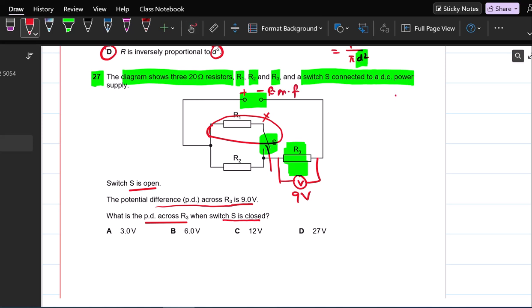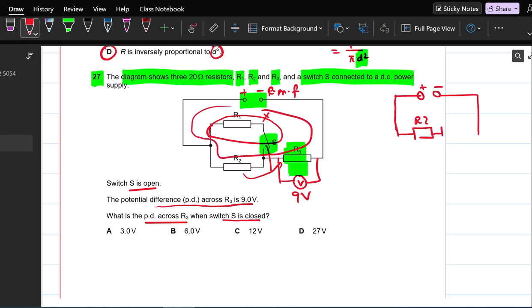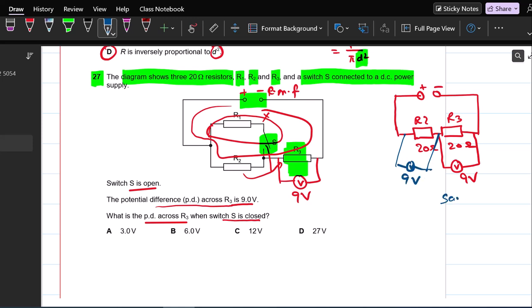So what I'm going to do, I'm going to redraw the circuit. Here I have the positive terminal, here I have the negative terminal. Here this R2 is in series with R3, because this is the only path at the moment, a single path. So R2 in series with R3. All the resistors are 20 ohm, and when the switch S is open, here we have voltage 9 volt. So across R2, the voltage is also 9 volt, because same resistors in a series circuit.